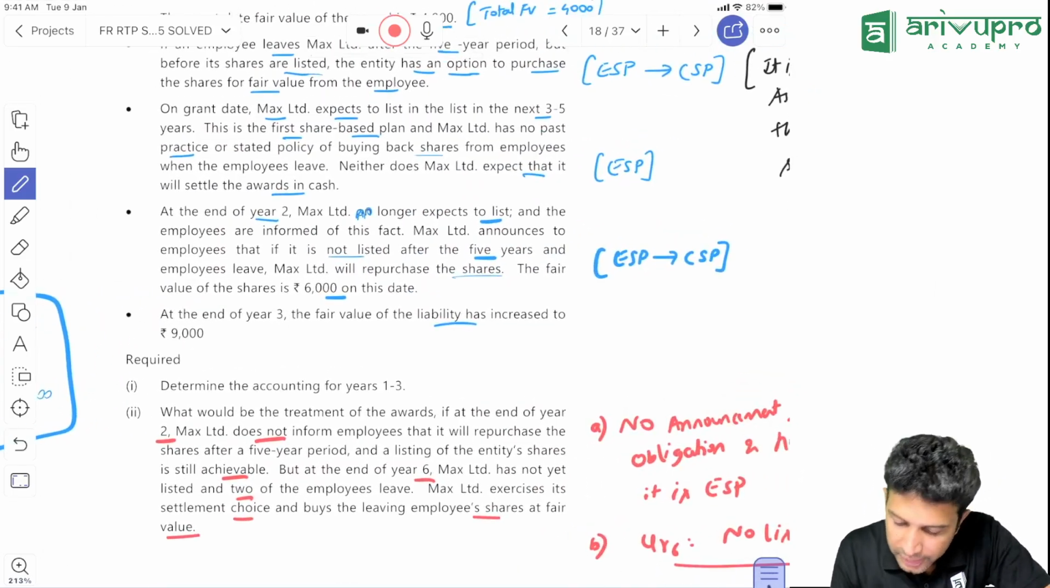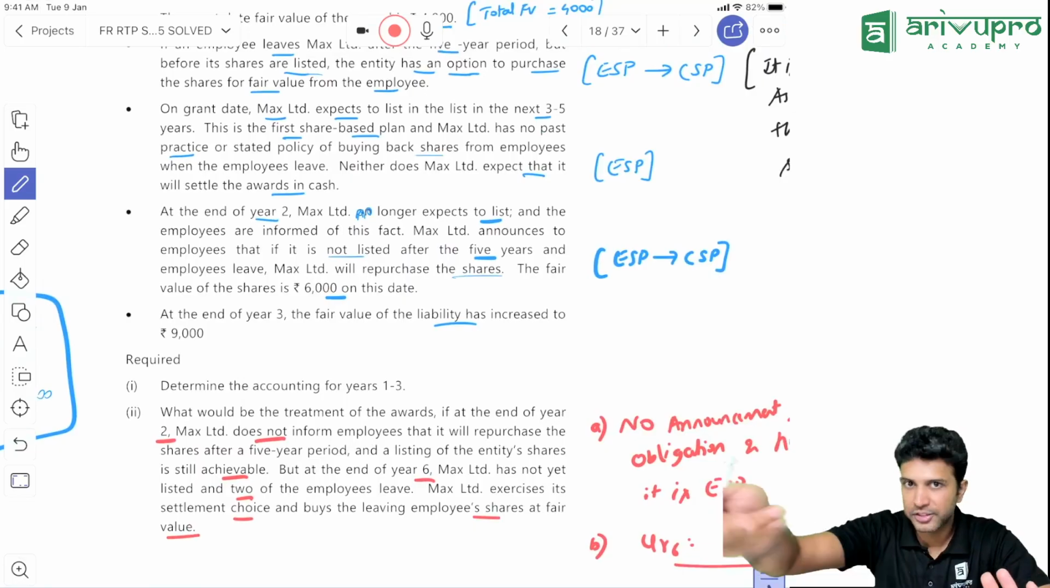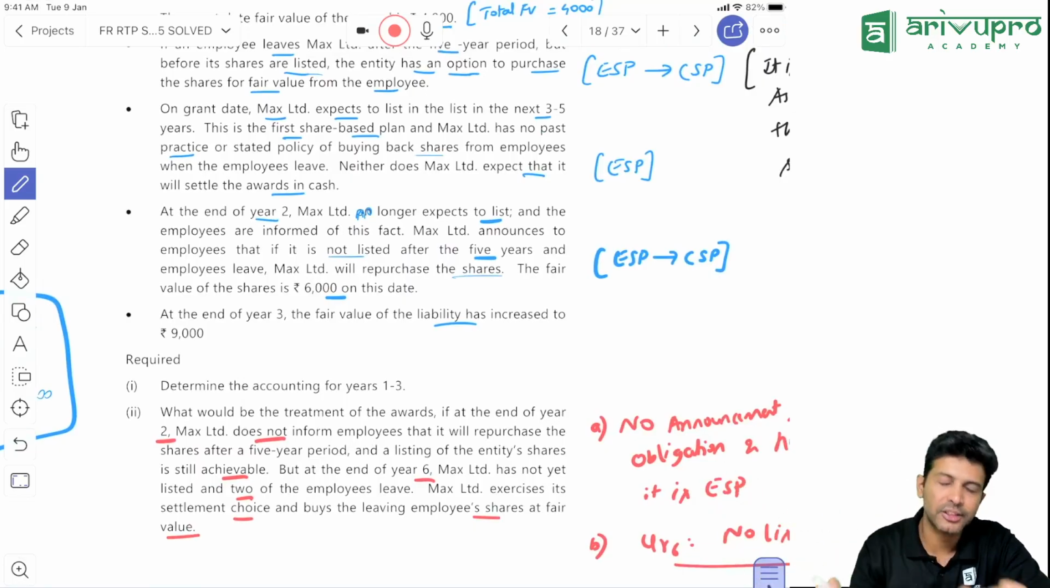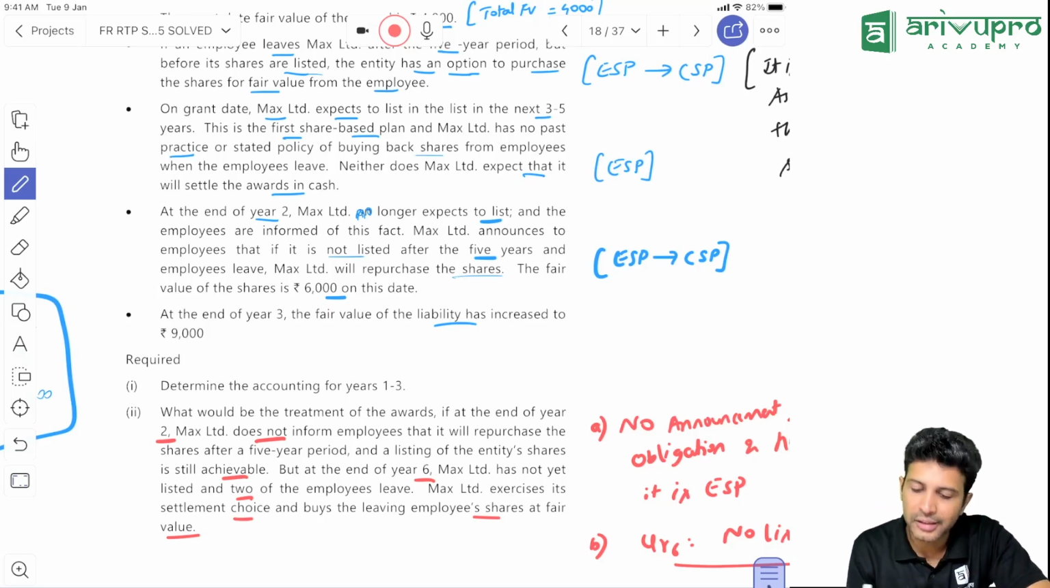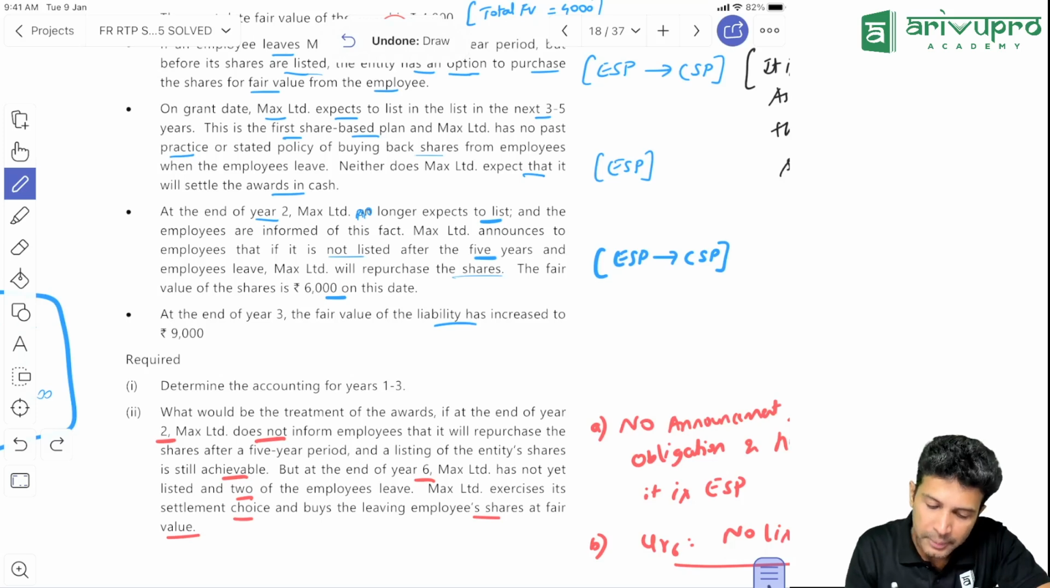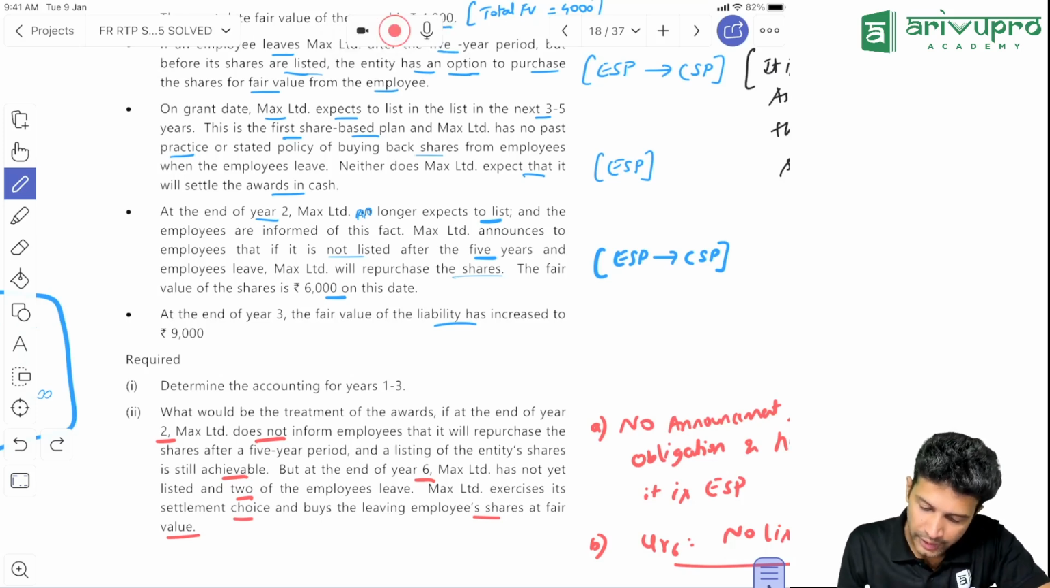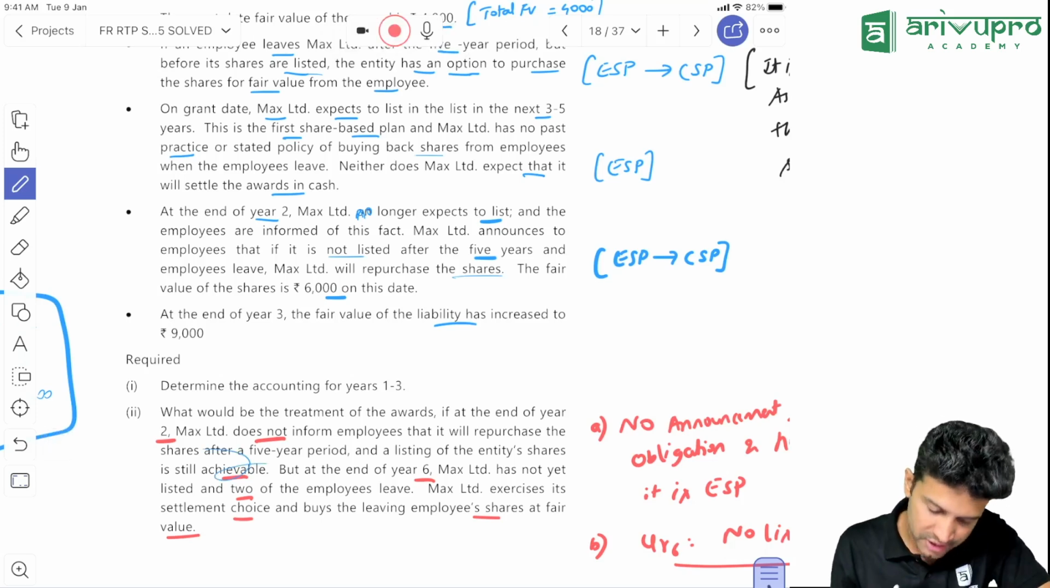What would be the treatment of awards? Now this is done. Okay, now it's an if scenario. Now they want to change some data and they are framed in another question. What would be the treatment of the awards if at the end of second year, Max does not inform the employee that it will repurchase the shares after 5 years and listing of the shares is still achievable?